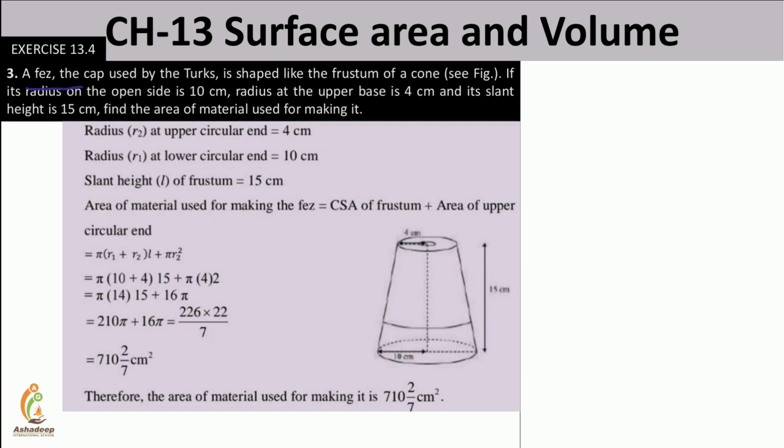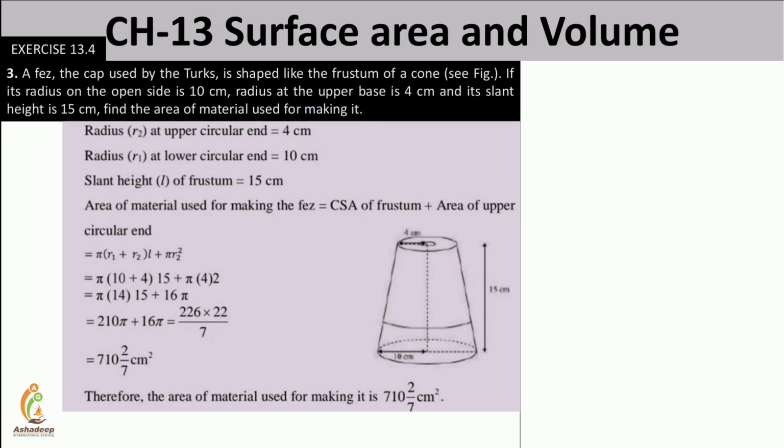A fez, a cap used by the Turks in the shape of a frustum of a cone, as you see in the figure. Its radius on the open side is 10. If you are wearing the cap, it is open from the bottom end only, not from the top end. So the top end is pegged, and you need to keep that in mind. The radius at the lower base is 4 cm, and the slant height is 15.